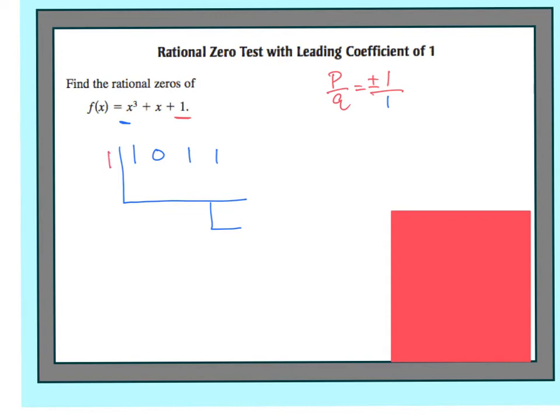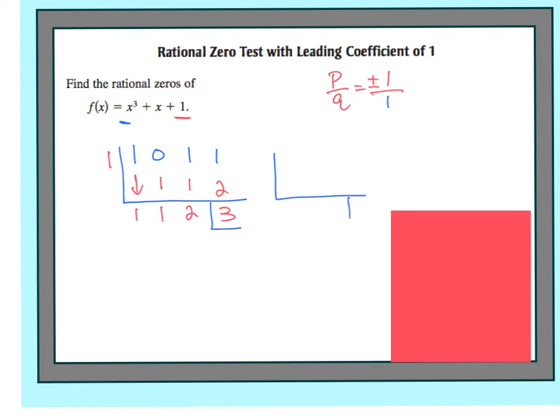Let's test it. So if I test 1, I drop 1, and then I get 1, and then I get 1, and then I get 2, and then I get 2, and then I get 3. So was that a 0? No, it wasn't a 0. So we're going to do it again.